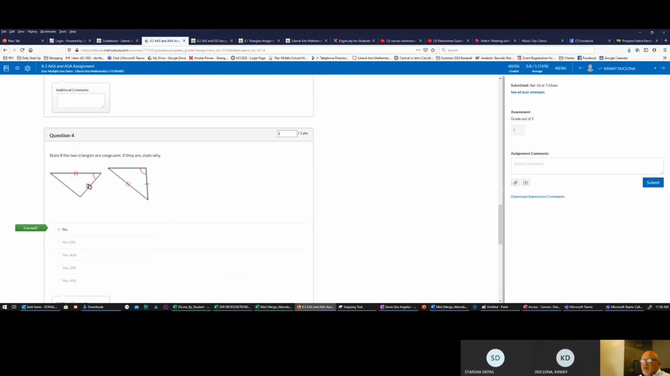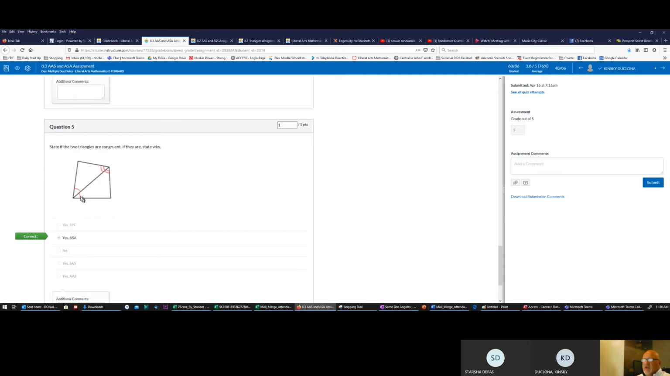And here we've got side, angle, side, and we don't have a postulate for that. So you said that they're not congruent. You're correct. And here, what parts of this triangle are congruent? The bottom and the top, and then the shared side. ASA, angle, side, angle.